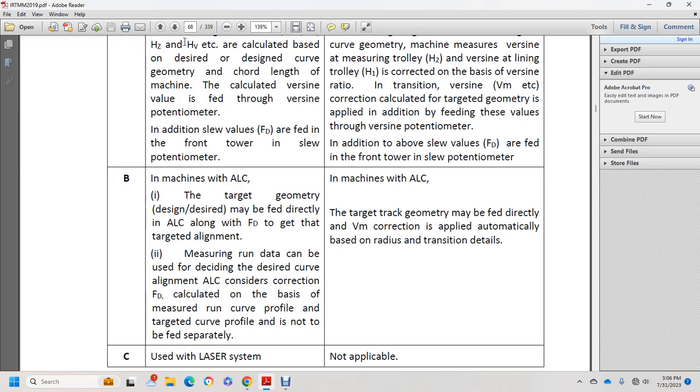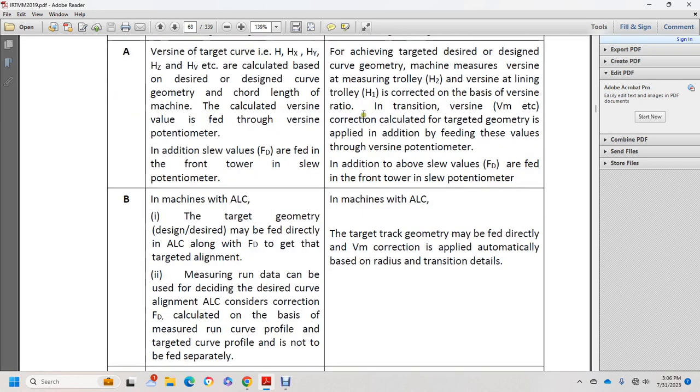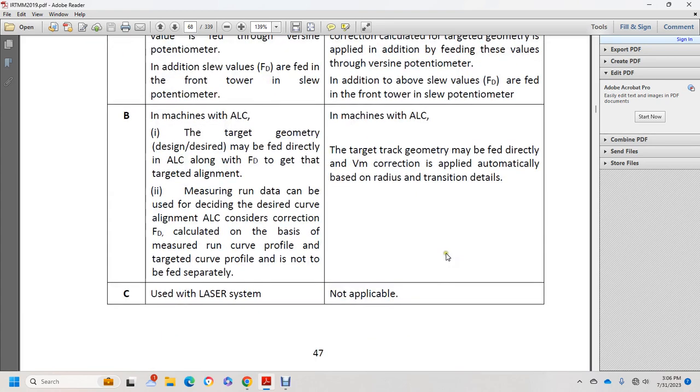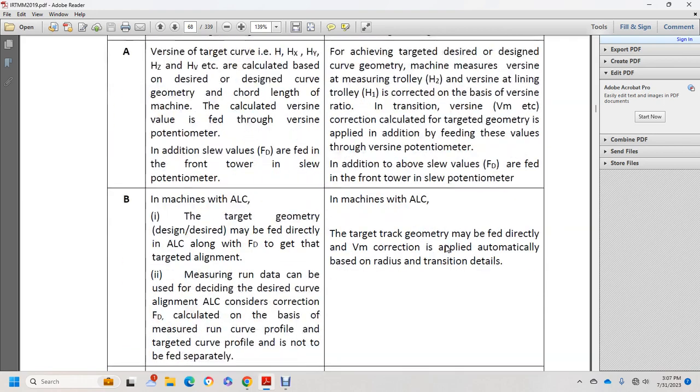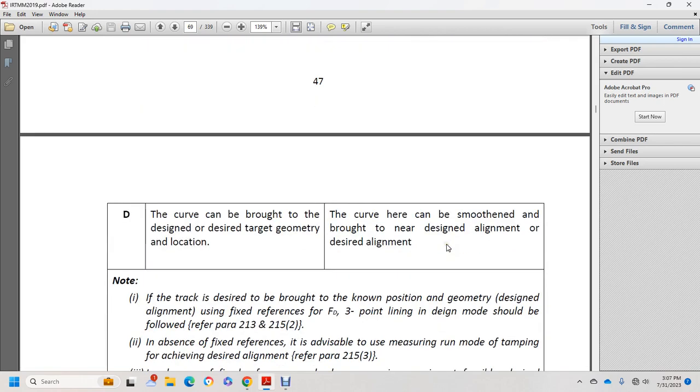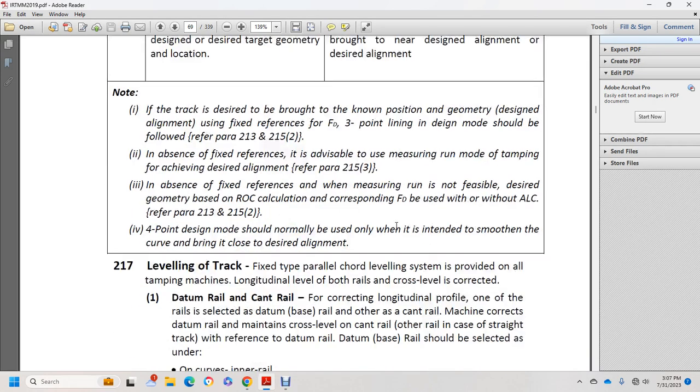Alright, in 4-point lining design mode, the machine's automatic control instead of the track geometry may be fed directly, with the versine correction applied automatically based on the radius and transition details. And then you have the 3-point lining design mode using layer system, and 4-point targeting is not applicable. In 3-point lining, the curve can be brought to the design, the desired target geometry, and in 4-point lining design, the curve is smoothed and brought near the design alignment, the desired alignment.